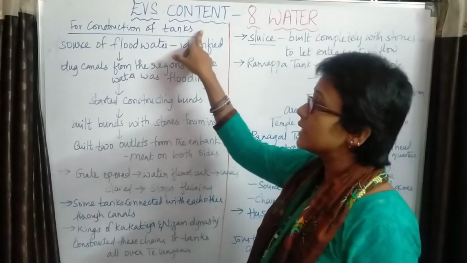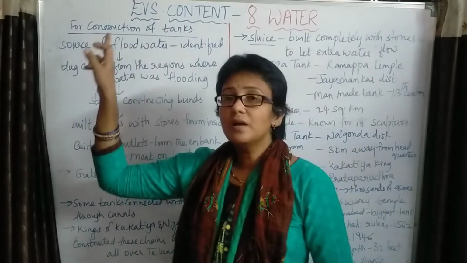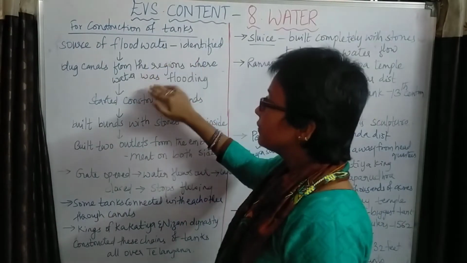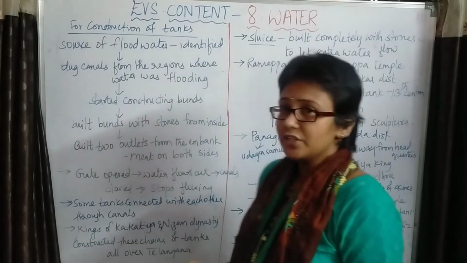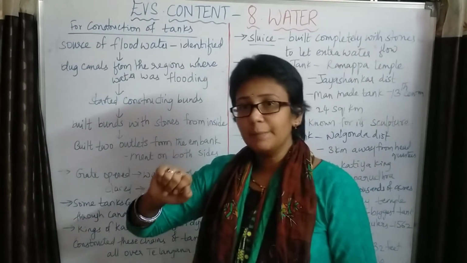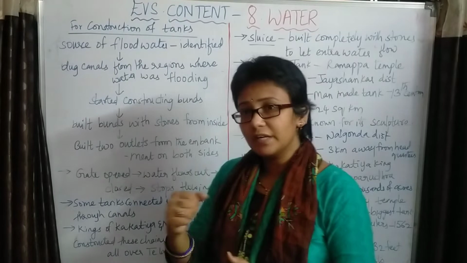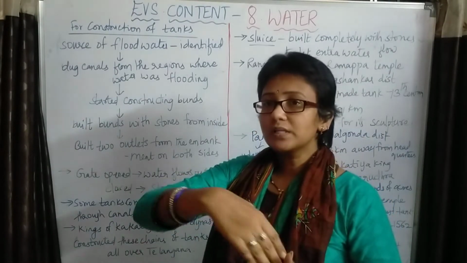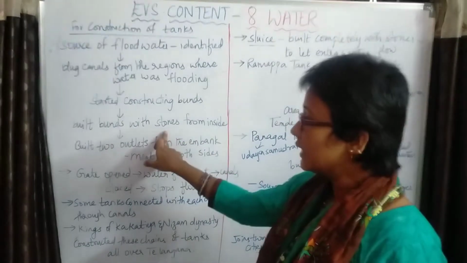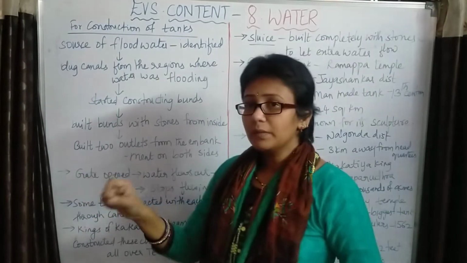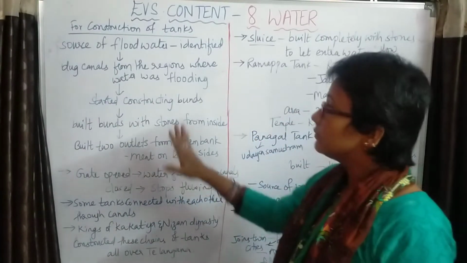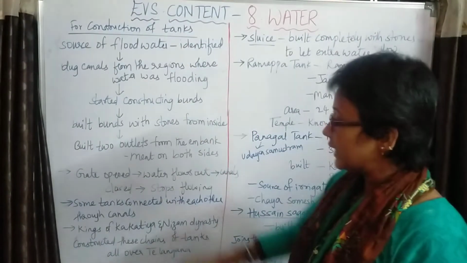So how are the tanks constructed? We have to see from where the flood water is moving first. The source of the flood water we have to identify. Next we have to dig canals in the region where the flood water is coming. And next we have to start constructing the bund. So how will you construct the bund? After digging the canals, you will put some stones inside that bund, and you will construct the bund. Finally, from the bunds you will put two outlets from the embankment, and next our tank is ready. The construction of the tank is completed.